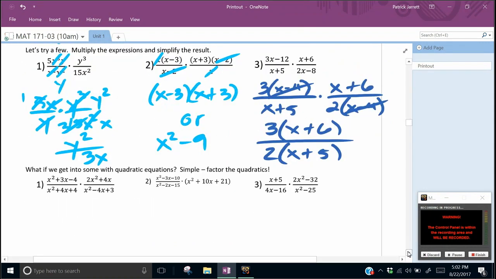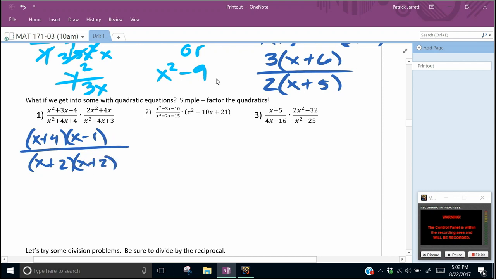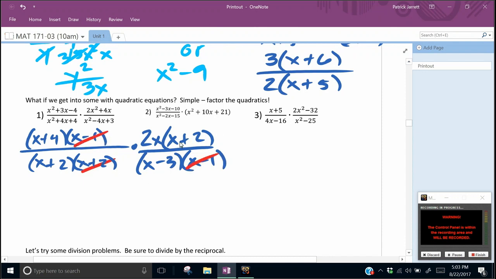and what we can do here is simplify these individual expressions. x squared plus 3x minus 4 will become x plus 4 times x minus 1. x squared plus 4x plus 4 will become x plus 2 times x plus 2. Now, 2x squared plus 4x, I'm going to make this smaller so you can do number 2 here. I can take out a 2x, and that'll leave me with x plus 2 here. And here, I'll have x minus 3 times x minus 1. Now, I can see quite a bit that can get factored out. x minus 1, goodbye. The x plus 2 can go away here. So ultimately, I'm left with 2x times x plus 4 over x plus 2 times x minus 3.